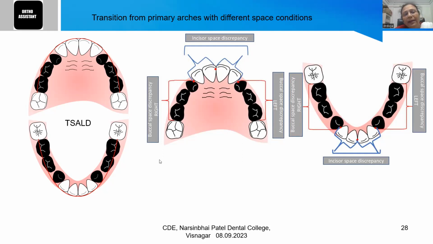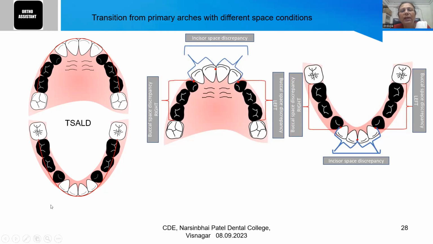So by this TSALD, you come to know if the space discrepancy is 1 to 2 millimeters, that is minimal crowding, which will resolve by itself, or it may be zero also. Then if there is a borderline arch or a severely crowded arch, that is more than 2 millimeters. Borderline is 2 to 4 or 5 millimeters. If more than 5 millimeters, it is a severe discrepancy.